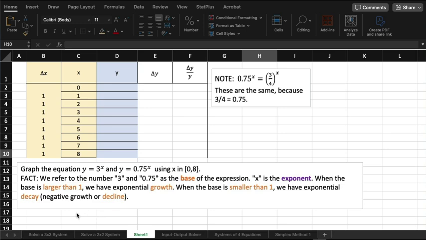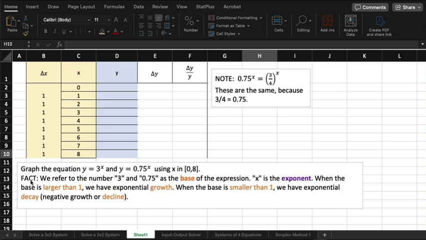This time we're going to show two graphs. We're going to make two graphs of two types of exponential equations. One of them is going to show us exponential growth. The other one is going to demonstrate what exponential decay or decline looks like.